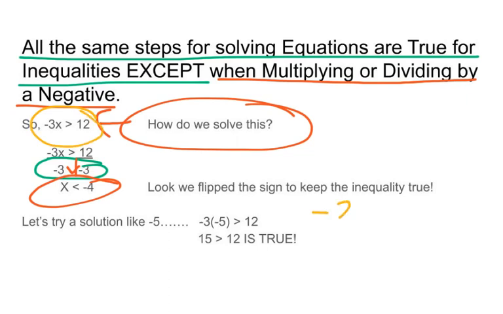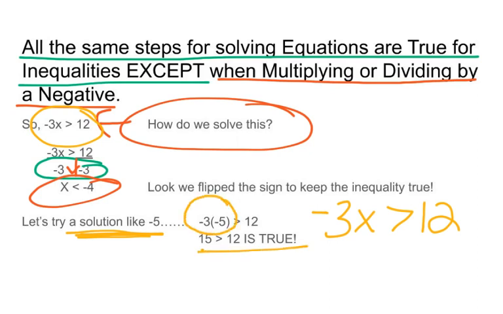If we start out with the original inequality and plug in a solution like -5, -3 times -5 is 15, and that is greater than 12, so it is true. So our solution set is those numbers that are less than -4.